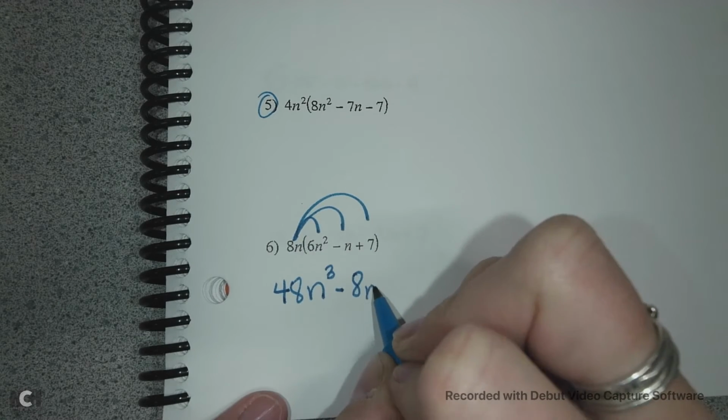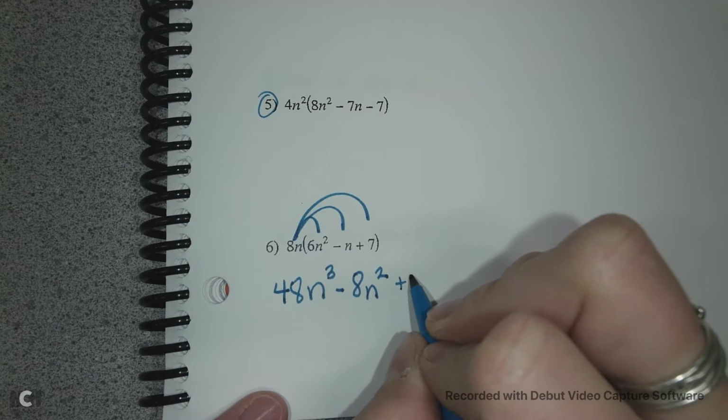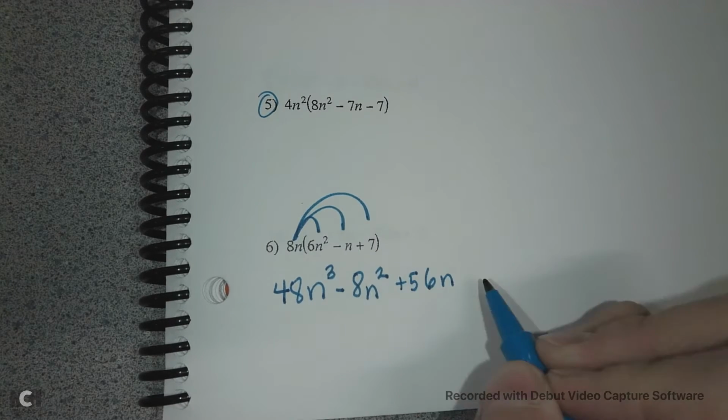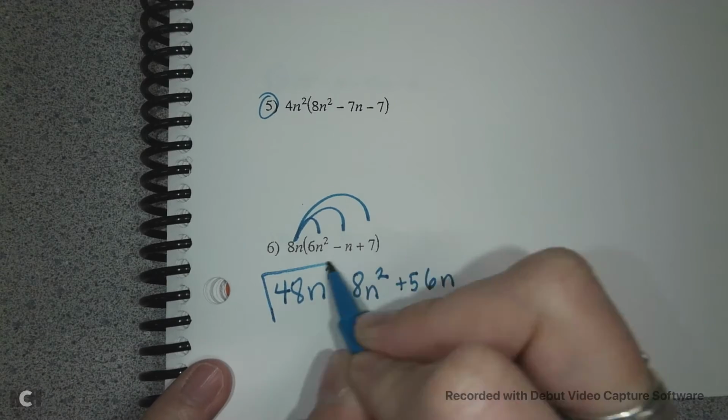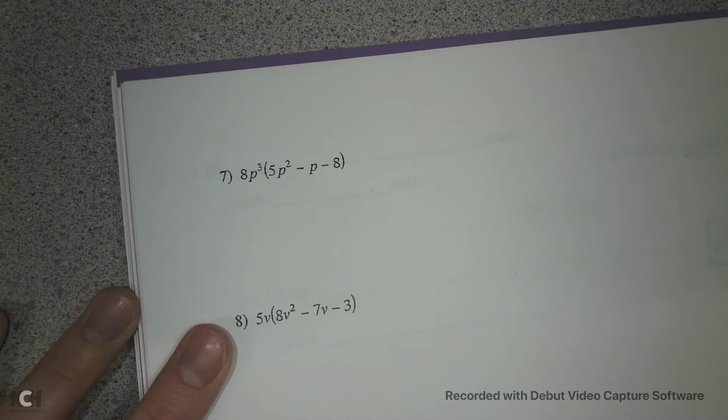So we have 3. 8 times negative 1 is negative 8. 1n and another n is 2 of them. And then 8 times 7 is 56. And then put our n at the end. Again, it's in descending order. I have no like terms. We are all sorts of done. This is exciting, guys.